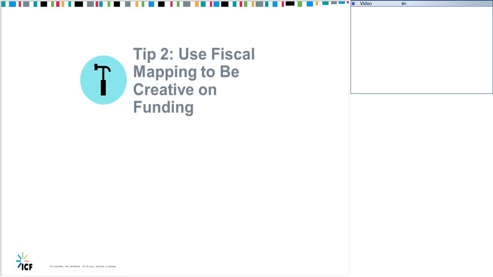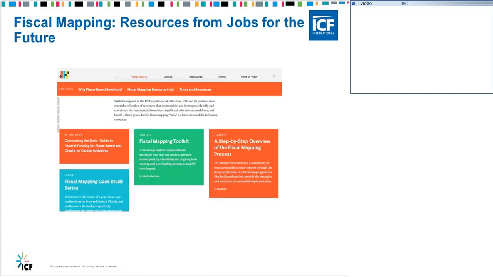Unfortunately, we don't have that magic wand, and we don't have the deep pockets to make all of those wishes come true, but we do have some creative funding strategies that might help stretch limited resources a little bit further. And one of those is this notion of fiscal mapping. So this is from our friends at Jobs for the Future. If you're not familiar with JFF, they do some really great work around youth employment. And they have this toolkit around how to think about mapping your own fiscal practices.